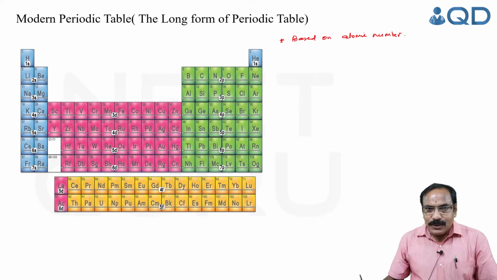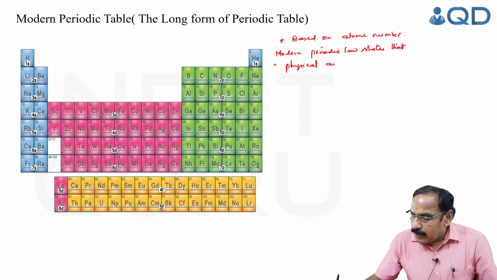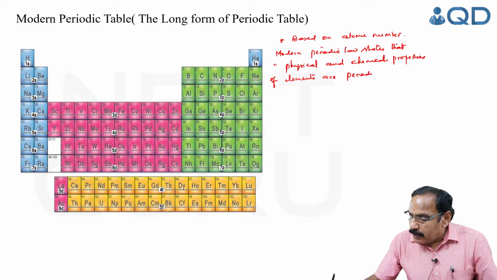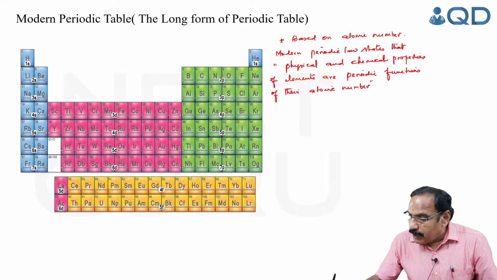Thus, what does the modern periodic law say? The modern periodic law states that physical and chemical properties of elements are periodic functions of their atomic number. This is the modern periodic law.